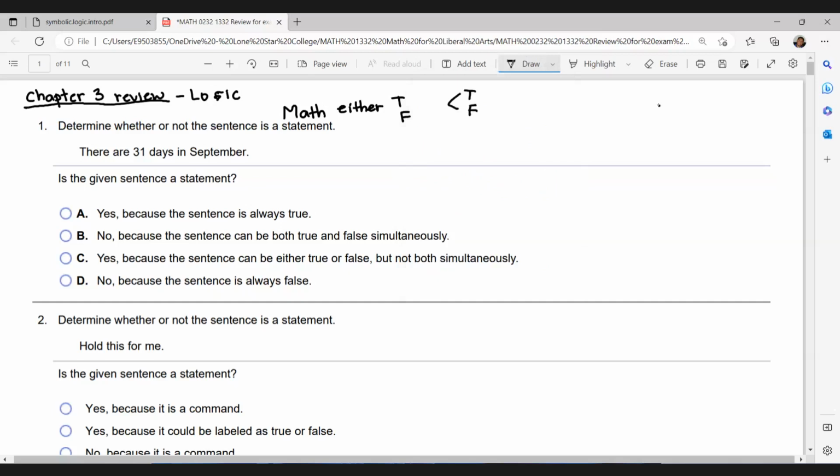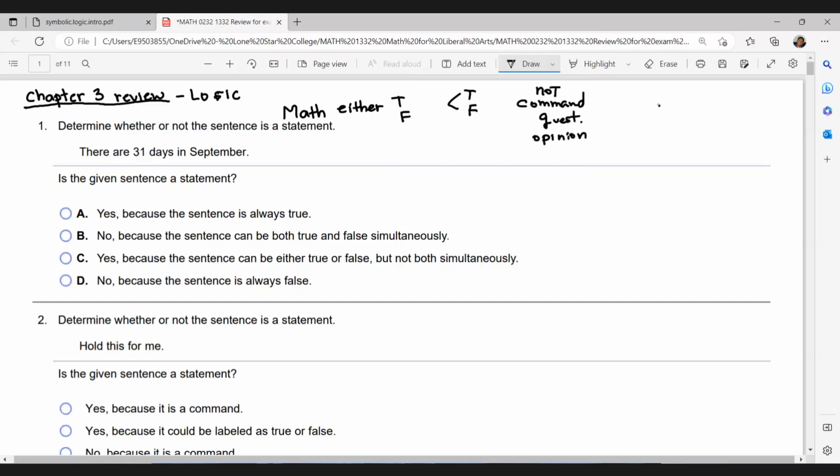So it's either true or false. It cannot be a command. It cannot be a question. And it cannot be an opinion. So it has to be a sentence that conveys only one idea, and it cannot be a command, a question, or an opinion.